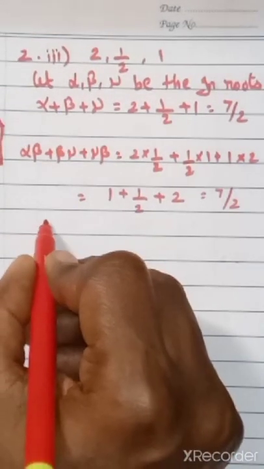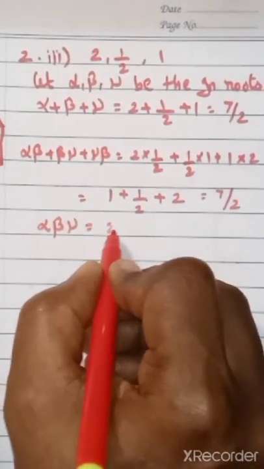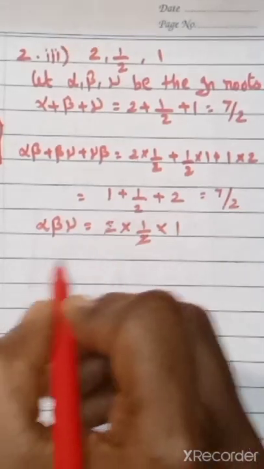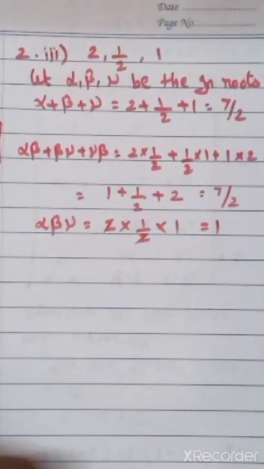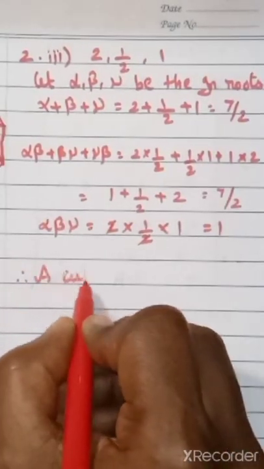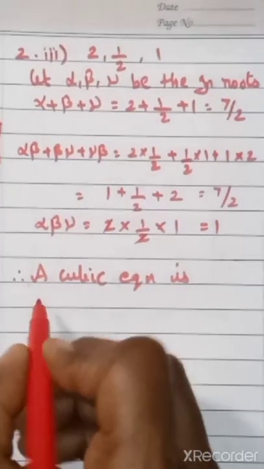Next, product of root. Product of root is alpha beta gamma, which is equal to 2 into 1 by 2 into 1. So 2 will get cancelled. So what is your answer? 1. That's all.